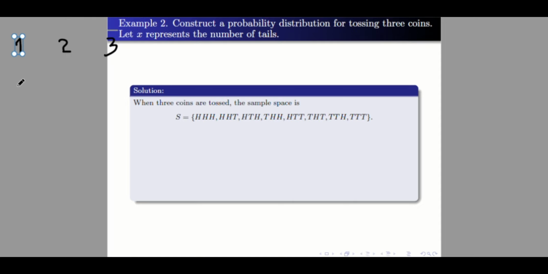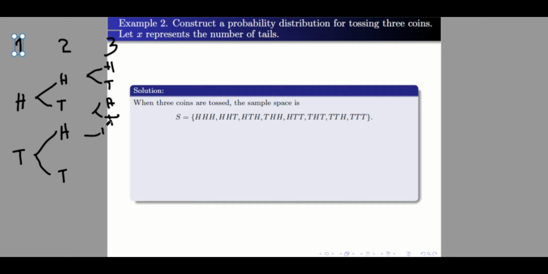The first coin, of course, has an outcome of either head or tail. The second coin also has an outcome of head or tail. But we need to list down all the possible combinations, so we can draw a tree diagram. H, T; H, T, head, tail. Again, the third coin also has 2 possible outcomes, so we have head, tail, head, tail, head, tail, head, tail.